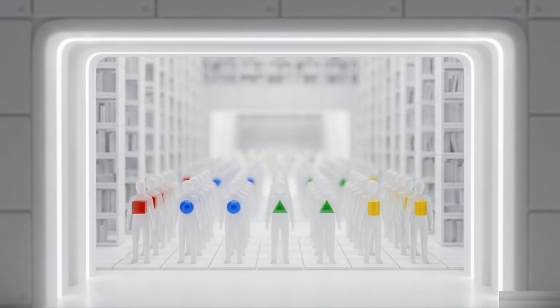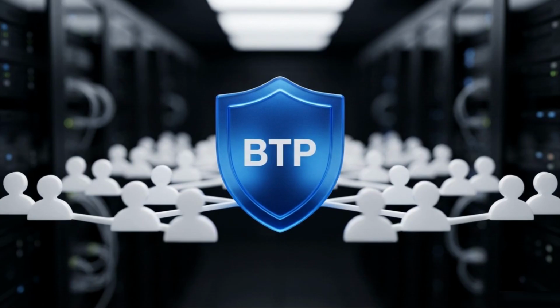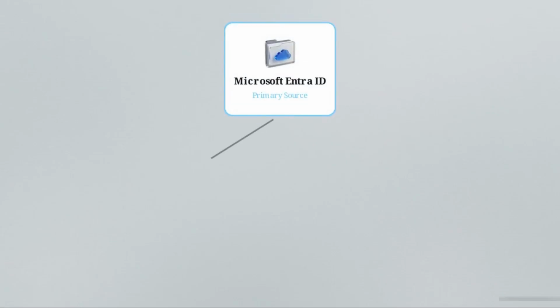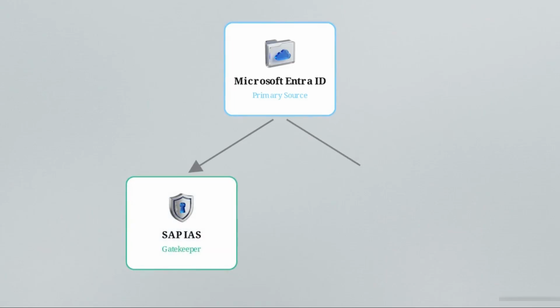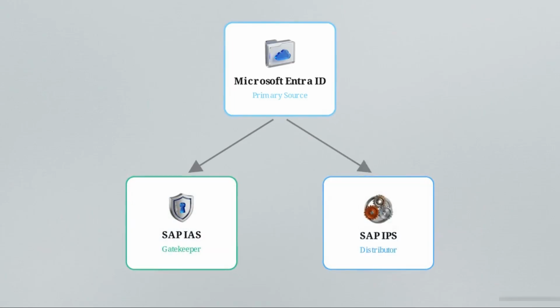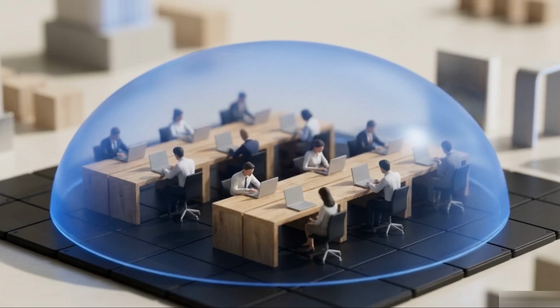The next necessary step is understanding how those specific roles function once the user is inside the system, which brings us to BTP user management and role collections. By treating Entra ID as the primary source, IAS as the gatekeeper, and IPS as the automated distributor, architects establish a predictable system for user access that simplifies the way people work and reduces the risk of manual errors.